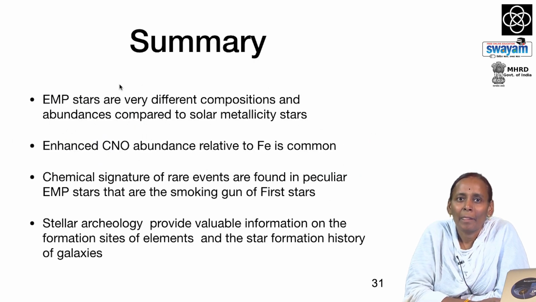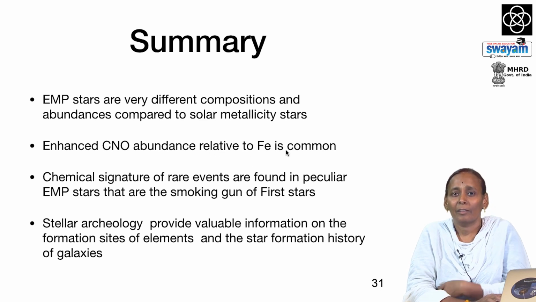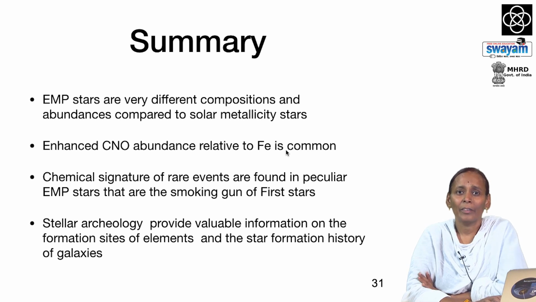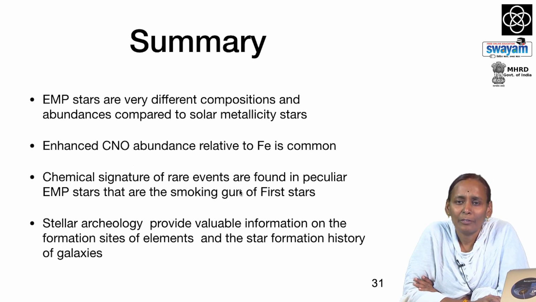And in summary, the EMP stars have very different compositions compared to their solar metallicity counterparts. They are enhanced in carbon, nitrogen and oxygen abundances relative to iron, and this is quite common, and we don't understand its origin. The chemical signatures of rare events can be found in these EMP stars, so they provide smoking gun evidence for the first stars. And stellar archaeology provides valuable information on the formation sites and star formation history of the galaxy.